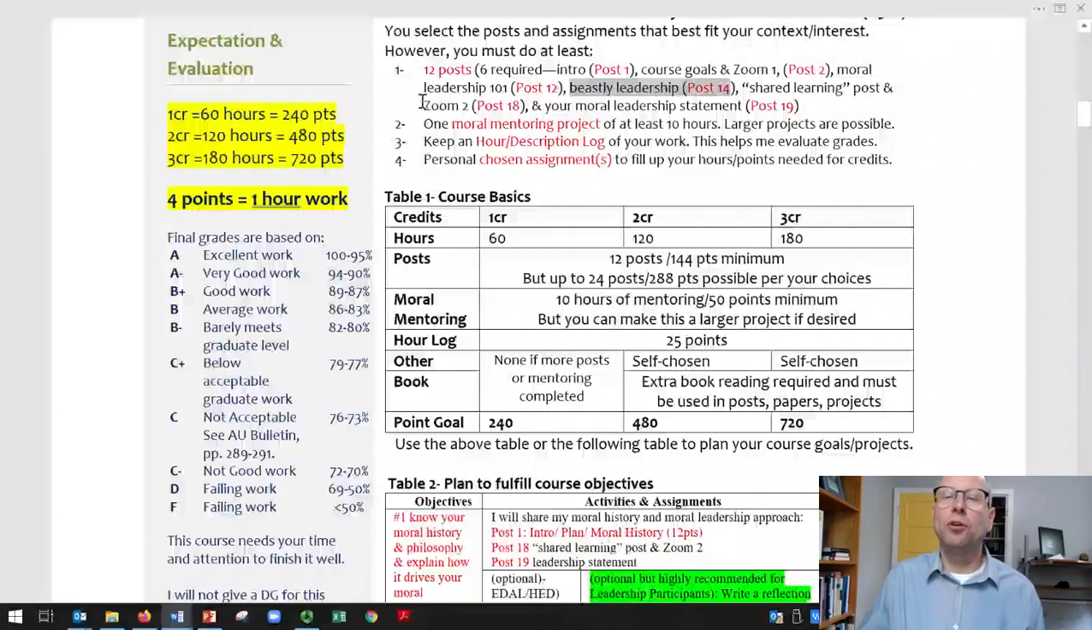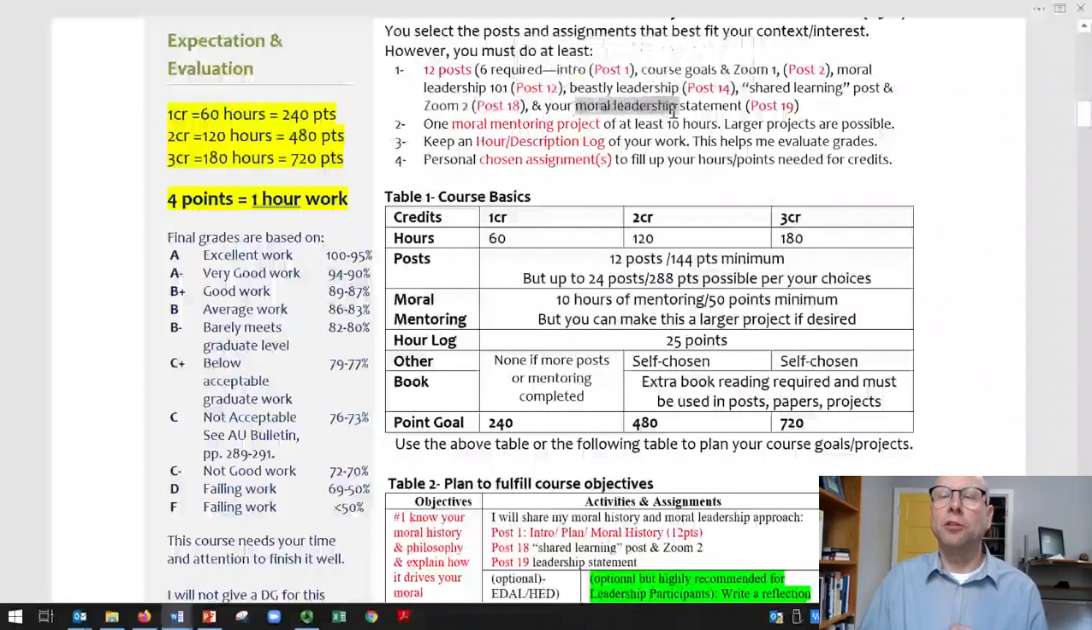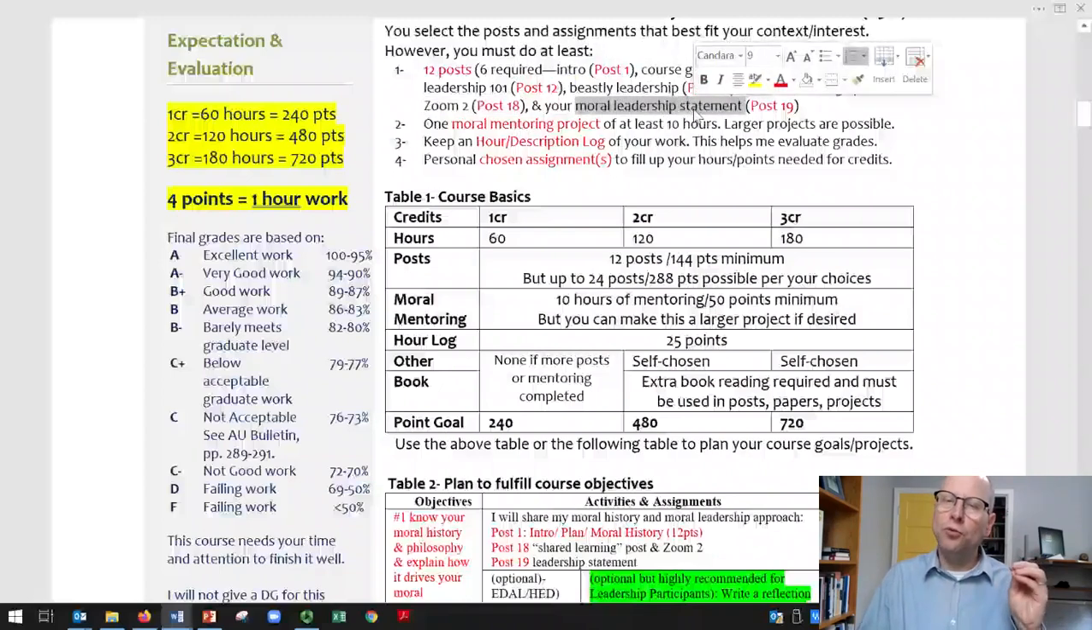And then at the end of the course, I want you to share your learning, what you have accomplished, some of your projects, and get feedback from people. And Miles will get feedback from everybody, so everybody has to do that. And then finally, I want you to share at the end of the course your moral leadership statement, what you're committed to, how you drive your own moral directions.